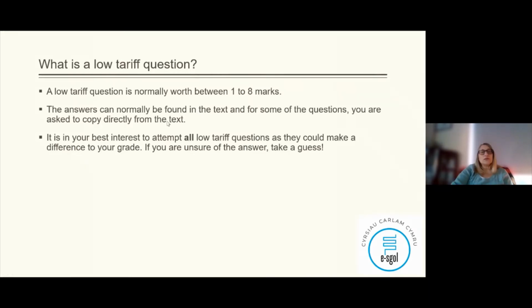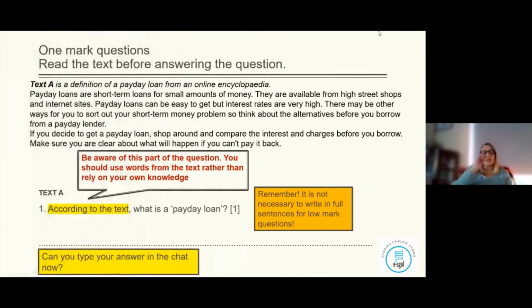Okay, so we're going to move on to the 1 mark questions first. I'm just going to give you a few examples of these 1 mark questions. This one is really a copy task, so you have to find the answer within the text. If I just read it out to you.